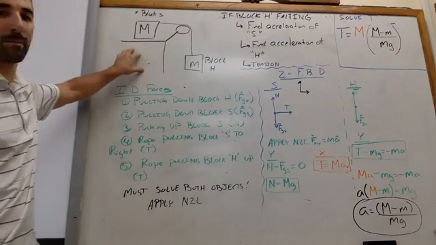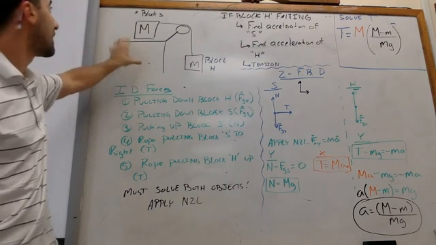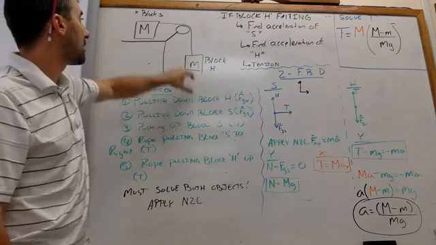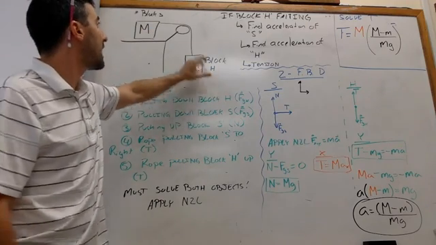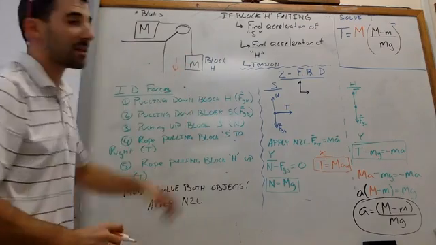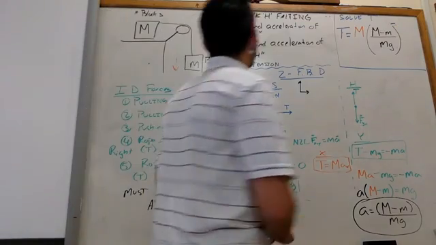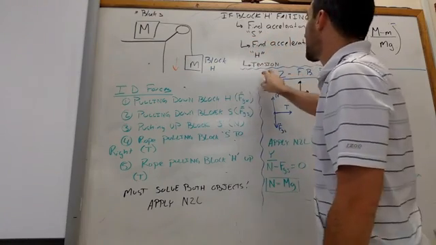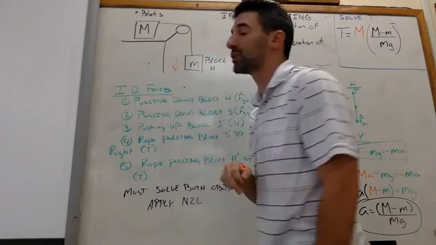So for problem number 2, we're talking about an Atwood machine. I have a diagram up here, block S, which I've labeled as big M, block H, which I've labeled as little m, and in this problem, block H is falling. The things that I want to find here are the acceleration of block S, the acceleration of block H, and the tension that connects the two ropes.